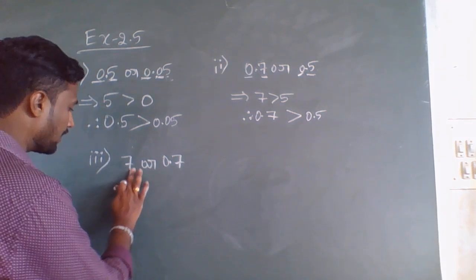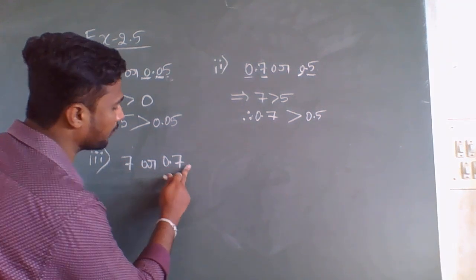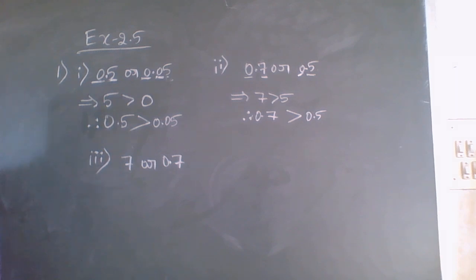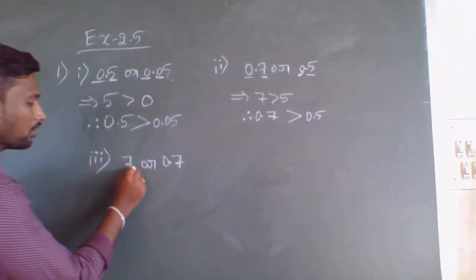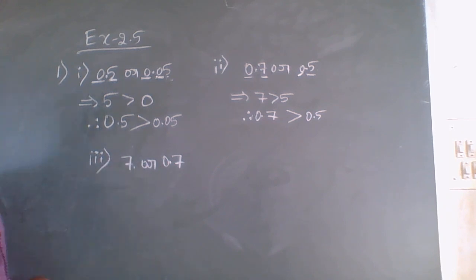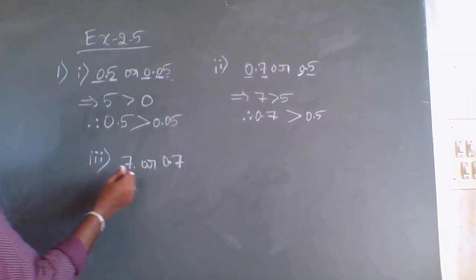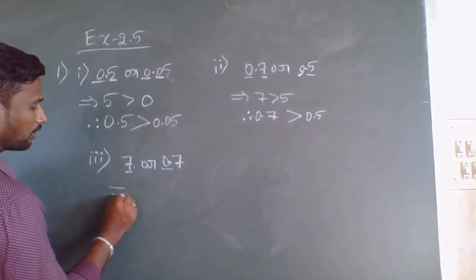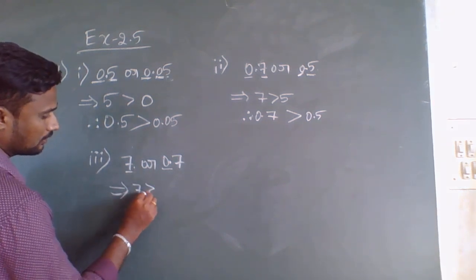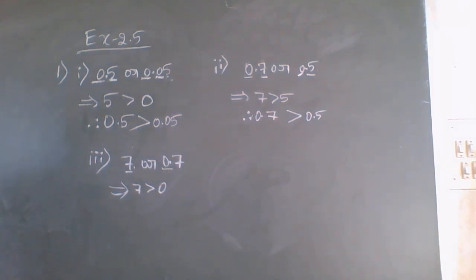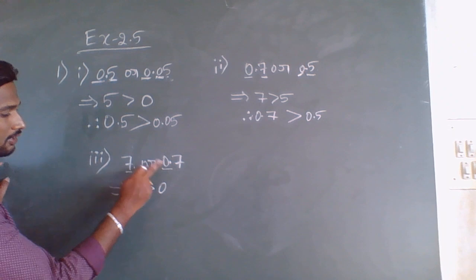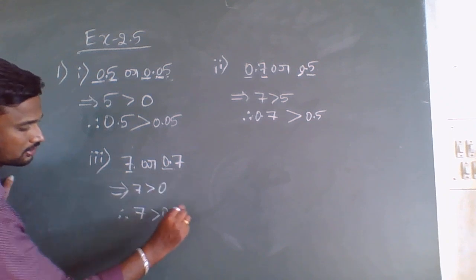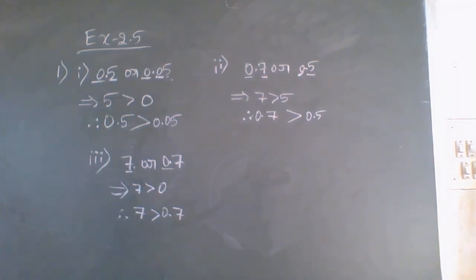Listen carefully. If there is no decimal point, they have given here 7 or 0.7. So this 7 is the left part of the decimal point only, or you can consider this as 7.0. So now the left part of the decimal point means here 7 is there, here 0 is there. So now you can write, 7 is greater than 0. Where 7 is there, this 7 is greater than 0, therefore we can write 7 is greater than 0.7. Like this only we will see the next problem also.